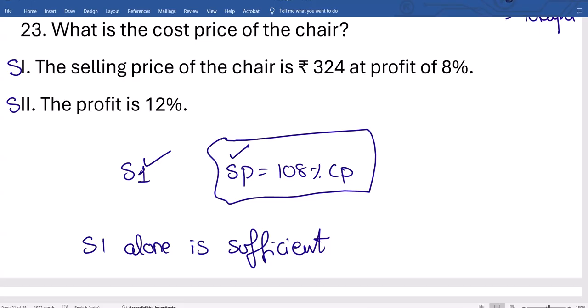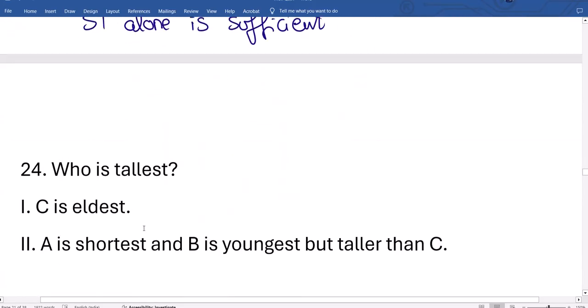The question is cost price. To answer that, what is required is selling price. If it is profit or loss, fine, I can answer. Whether profit is given or loss is given. If it is 8% loss, then what will you write? Selling price is 92% of cost price. I can find cost price obviously. To calculate cost price, what data is required? Here statement 1 data is sufficient. Statement 2 is not required. Next one.